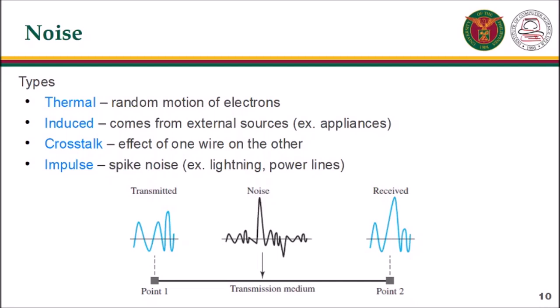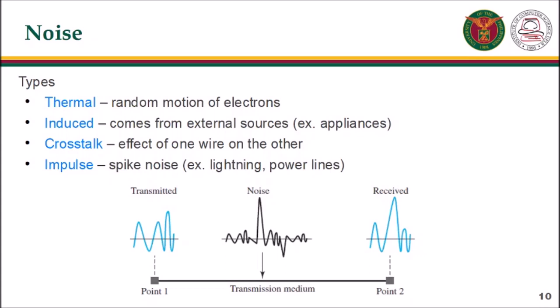Noise is another cause of impairment. Several types of noise may corrupt the signal. Thermal noise is the random motion of electrons in a wire, which creates an extra signal not originally sent by the transmitter. Induced noise comes from sources such as motors and appliances. These devices act as a sending antenna, and the transmission medium acts as the receiving antenna. Crosstalk is the effect of one wire on the other. One wire acts as a sending antenna, and the other as the receiving antenna.